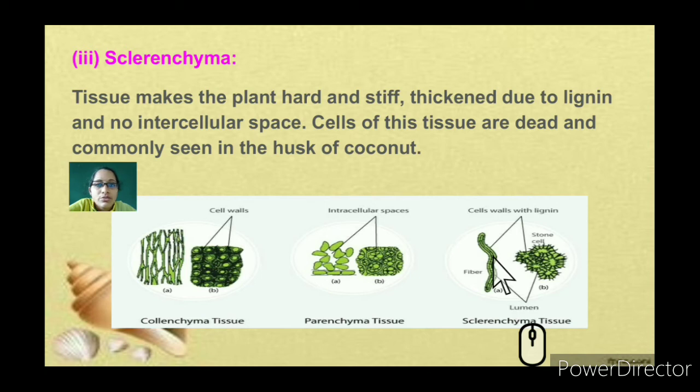Cells of this tissue are dead, which means these tissues are dead tissues outside, and you can see live tissues inside. The cells which are dead are commonly seen in the husk of the coconut. It protects the inner coconut. This husk of the coconut protects the inner fruit.